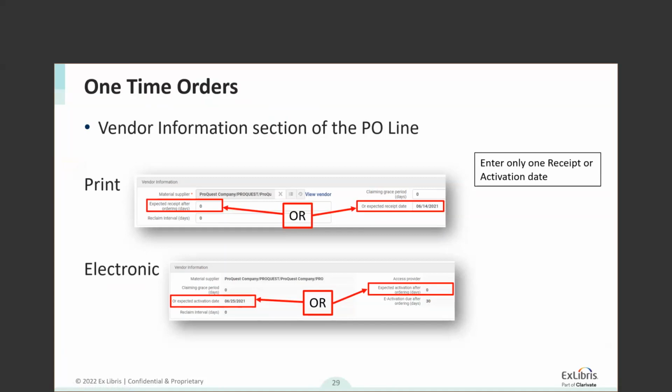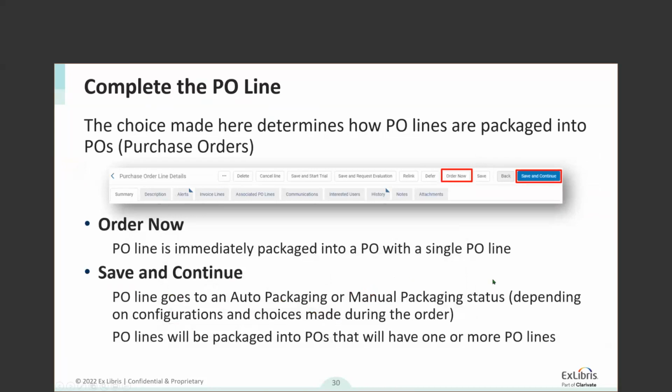We're talking about claiming next week, so that's where the importance of those numbers comes in. It's your little way for Alma to do that checking for you and raise the flag if something doesn't come in time. Then I talk about the option for completing that PO line, the order now versus save and continue. There's not a wrong answer. The job's going to run anyway, so it'll package them up for you, and you do have some control over the packaging. It's all configurable.